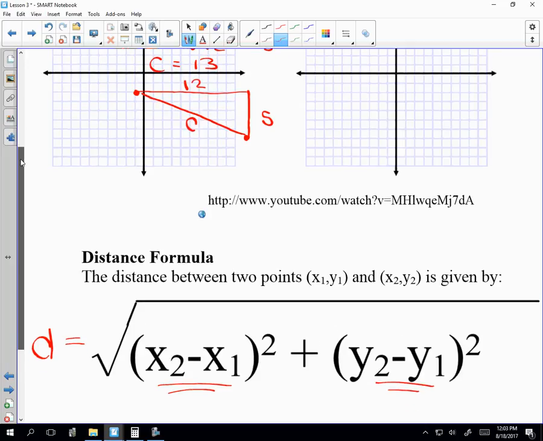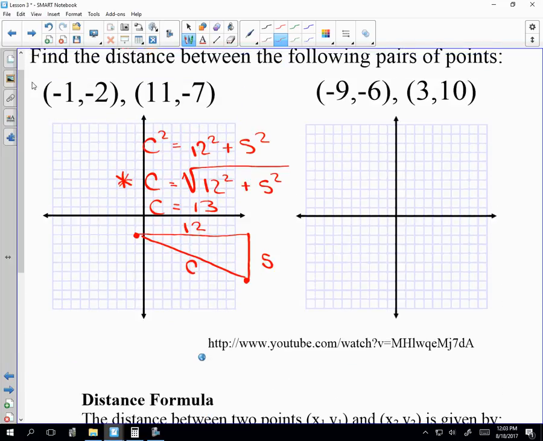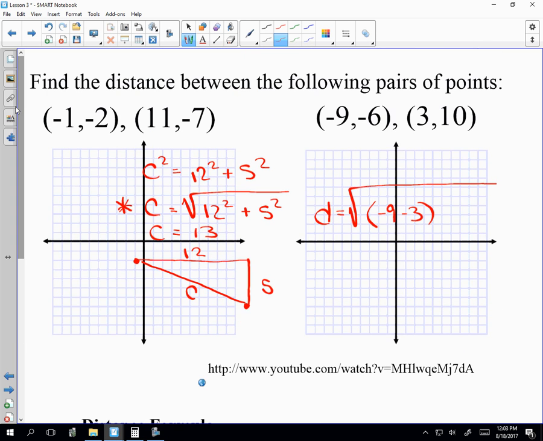So now, let's try using the distance formula instead of using a triangle for this second piece. The distance formula equals the square root, and what I have to do is subtract my x's. I can do it in any order, so I can do -9 minus 3. It is a subtraction to find the distance between those 2 values. We square it, and then we add the distance between the 2 y values, -6 minus 10 squared.